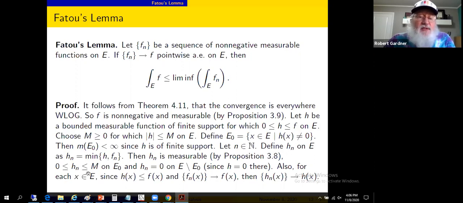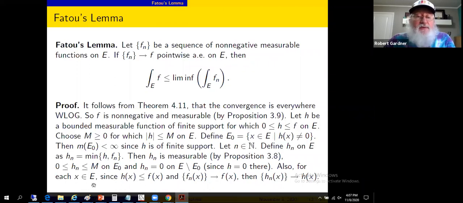So h sub n must be less than or equal to h, and in turn less than or equal to m. So we've got this boundedness on the h sub n's. This holds on E sub 0, which is the support of that function. If it isn't 0, then we still have this bound on it. Off of the set E sub 0, on E minus E sub 0, the relative complement of the support, h sub n equals 0 because h equals 0, and we're taking the min of these two. Nothing's negative here. The min of these two will produce zeros there.